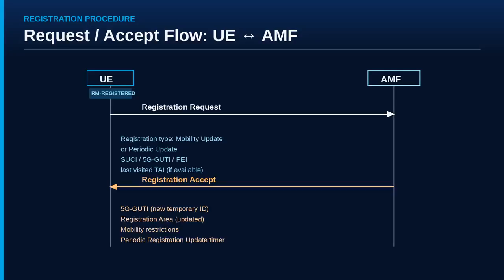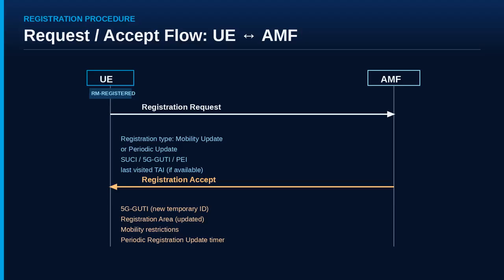The AMF processes all of that and sends back a registration accept. This response carries four things: a fresh 5G GUTI, a brand new temporary identity for the next cycle, an updated registration area, the new cluster of tracking areas the device can now roam through freely, any mobility restrictions that apply to this device, and a reset periodic registration update timer, restarting that inactivity countdown. That's the entire handshake. One request, one accept, and the device's status with the network is fully refreshed.